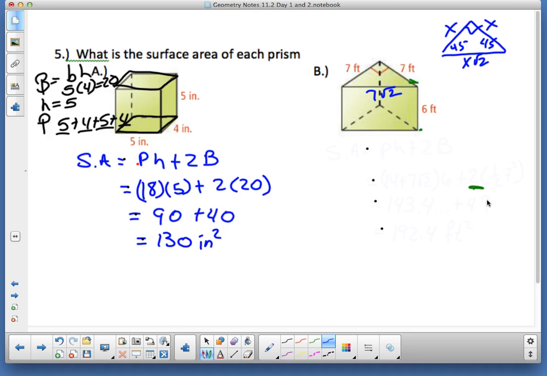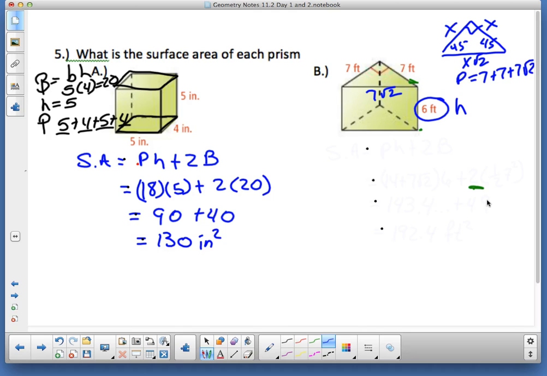So we got 7 to the square root of 2. So my perimeter is taken care of. 7 plus 7 plus 7 to the square root of 2 is 14 plus 7 to the square root of 2. I will put that in my calculator. Now, my height, the separation of my two bases, is 6. That's height. Perimeter is equal to 7 plus 7 plus 7 to the square root of 2.